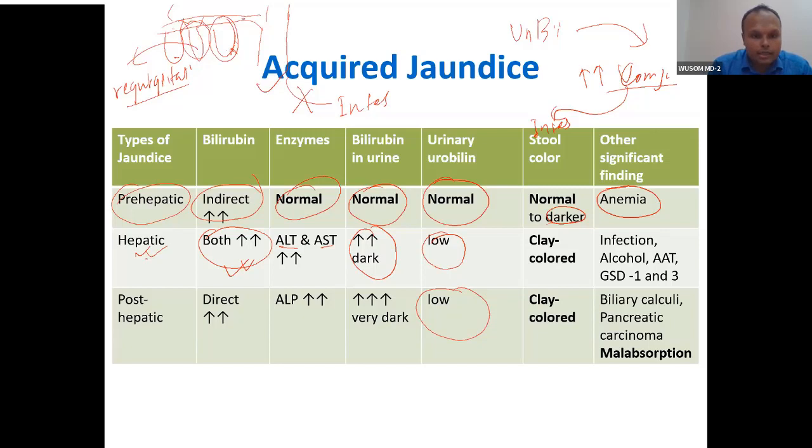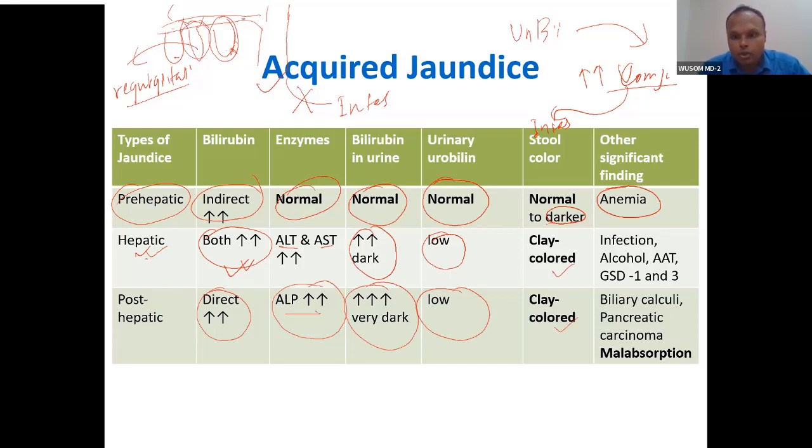Here you can easily understand in post-hepatic, direct bilirubin will be high. Hepatic, because biliary obstruction will cause ALP very high. So ALP will be very high. Now here urine will also be dark. Here clay colored stool, here also clay colored stool, normal stool.